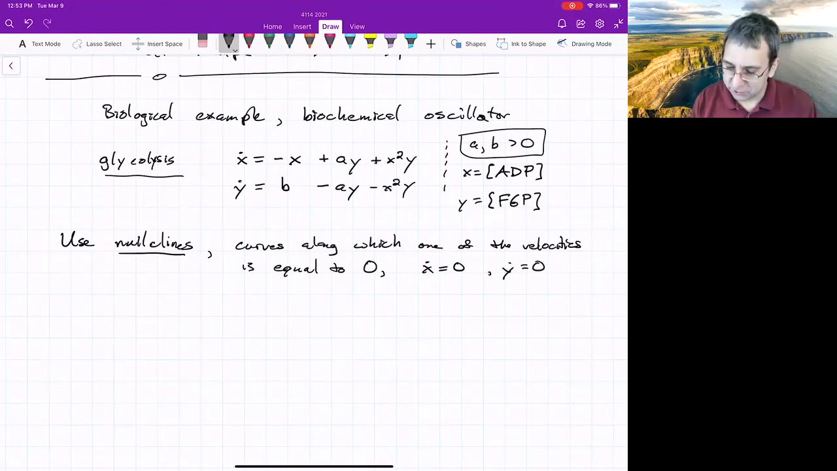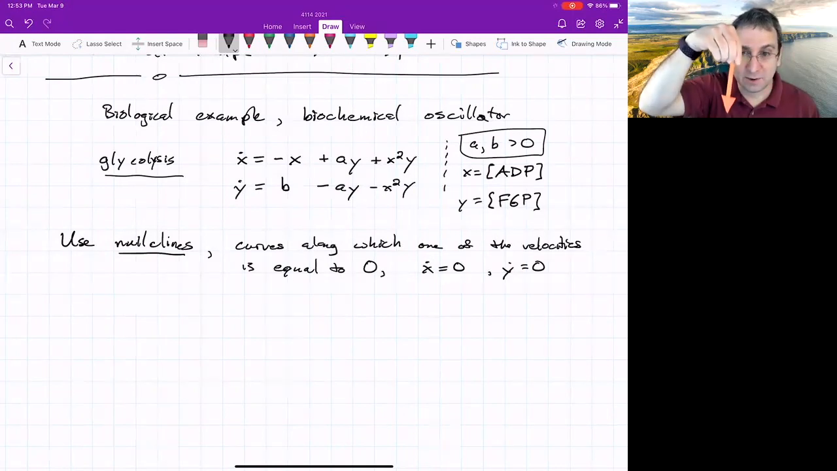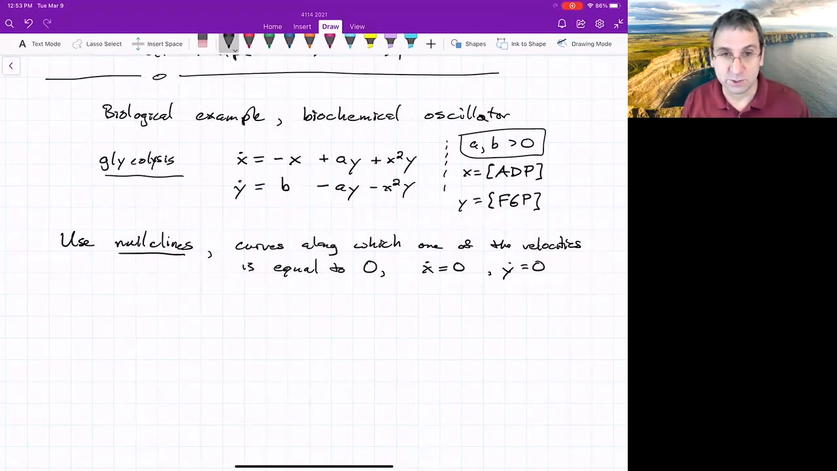We can plot those. So when you know that, let's say, x dot equals 0, that means the vector, here's a vector, the vector is only in the y direction. So it's either pointing up or pointing down. And same for y dot equals 0. y dot equals 0 means that there's no y component to the vector.